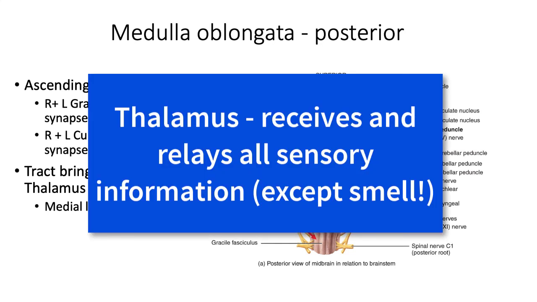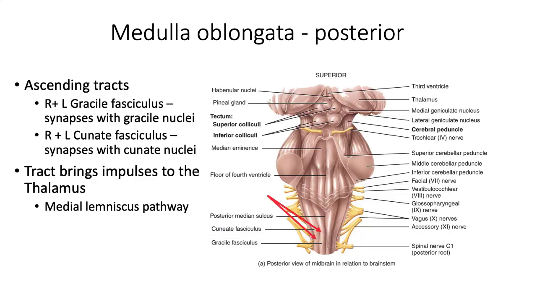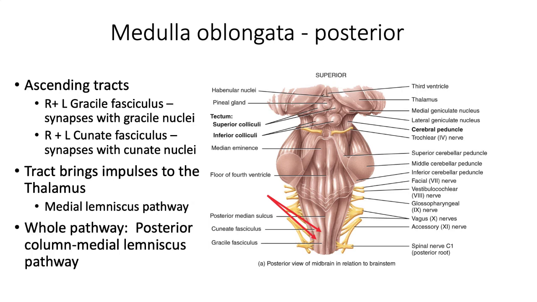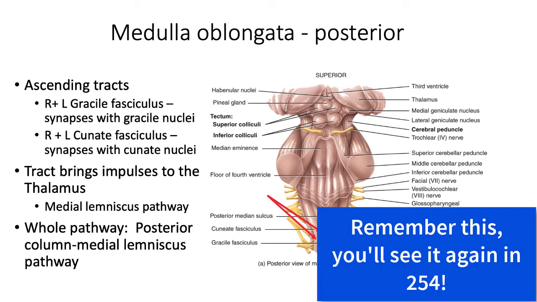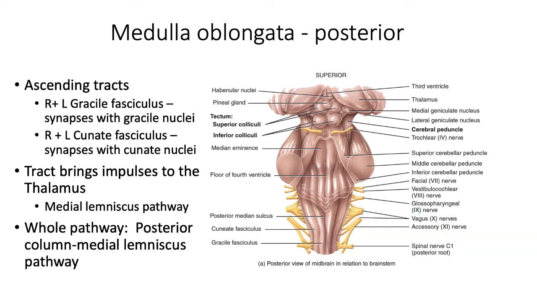You will learn that the thalamus is the gateway for all sensory information in the brain, except for smell. Once in the thalamus, the incoming sensory information is processed and routed to the proper association areas of the brain. The entire pathway, including the ascending tracts, nuclei, and thalamic tracts, is called the posterior column, medial lemniscus pathway. The medulla is also associated with 5 pairs of cranial nerves, nerves 8 through 12.